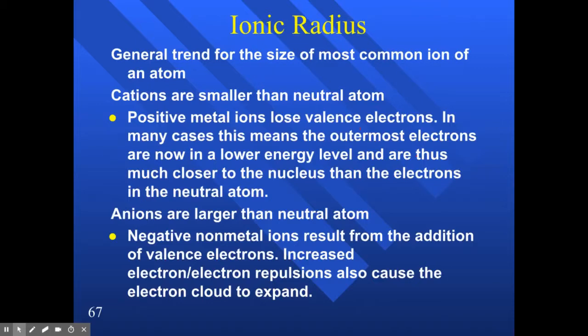Anions are larger than a neutral atom. The negative nonmetal ions result from the addition of valence electrons, but you still have the same number of protons. So increased electron-electron repulsion also causes the electron cloud to expand.